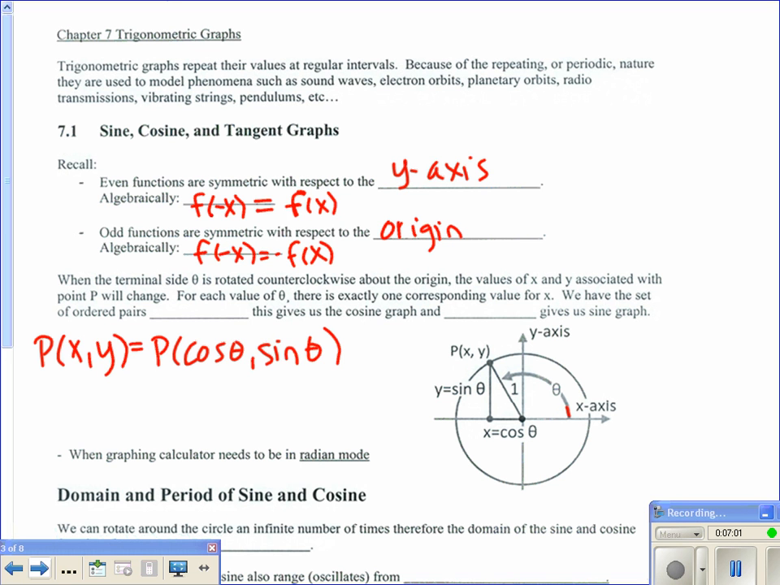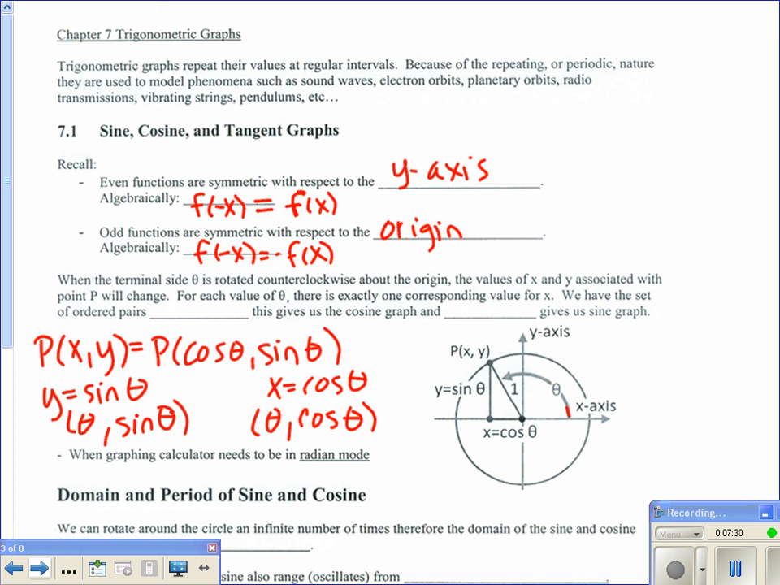Now, when we're graphing this, we don't use that. We use the fact that we know y is equal to the sine of theta. So your ordered pairs that you're going to use for this are going to be your angle, comma, the sine of that angle, which gives you your y value. And so for cosine, it's x equals the cosine of theta. So then your ordered pair when we're graphing these is going to be your angle, comma, the cosine of theta. So that's what goes up here. So we have theta, comma, cosine theta for cosine, and theta, comma, sine theta for sine.